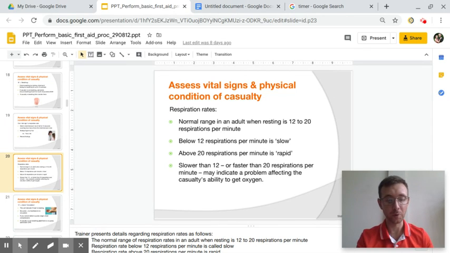So 4 breaths per 15 seconds is 16 per minute, so we're good. 3 breaths is good, it's 12. 5 breaths is good, it's 20. But 6 breaths is 24. That's too many. That means there's a problem.